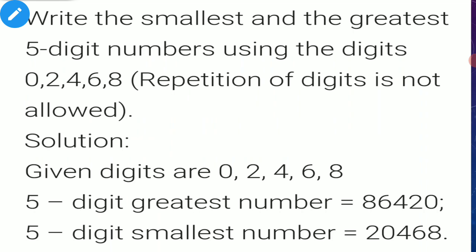Now if we have to write the smallest number, among all these digits, the smallest digit is 0. But if you begin with 0, then the number formed will be a 4-digit number. As you know, if a number starts with 0, we have to ignore that first digit 0. So we will not start the number with 0. What we will do is, the next smaller digit after 0 is 2. So we'll begin the number with 2. First we will write 2, then we will put 0, and then the remaining digits we will put in ascending order. So the smallest 5-digit number will be 20468.